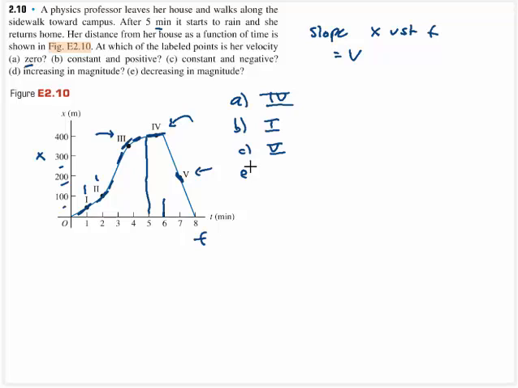And lastly, we're looking for part D. We're looking for increasing magnitude, so speeding up, and that's going to be point number 2. The slope is getting sharper and sharper. E, decreasing in magnitude. In that case, we're looking at point number 3, because the slope is going from a large number down to 0.